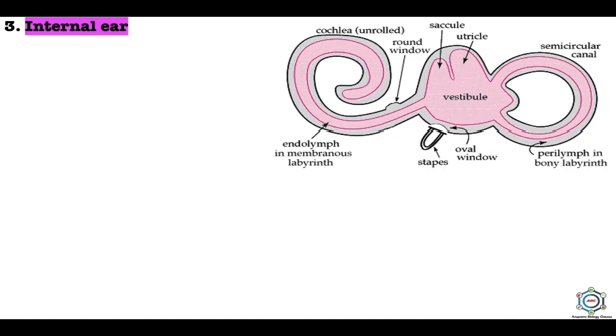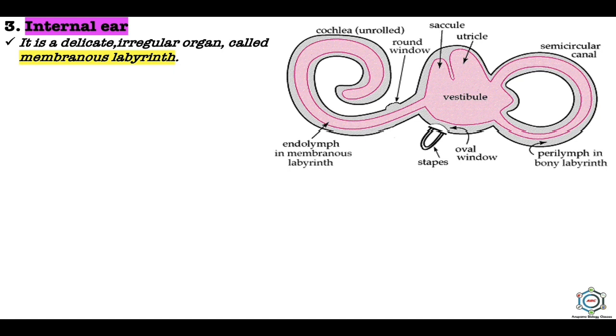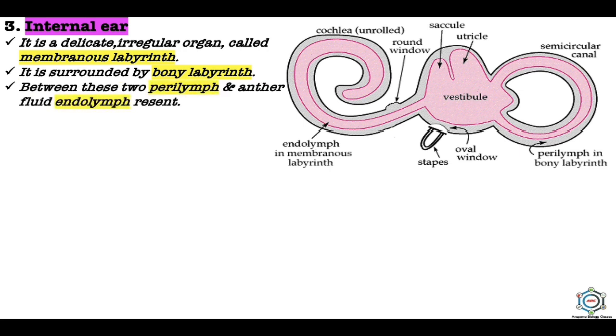After that, the third part, that is the internal ear, and this is the last part of the ear. It is a delicate irregular organ called the membranous labyrinth. It is surrounded by the bony labyrinth, and between these two, the perilymphatic space is present, which contains perilymph, and another fluid, that is the endolymph. In the picture you can see this is the perilymph in the bony labyrinth and endolymph in the membranous labyrinth.